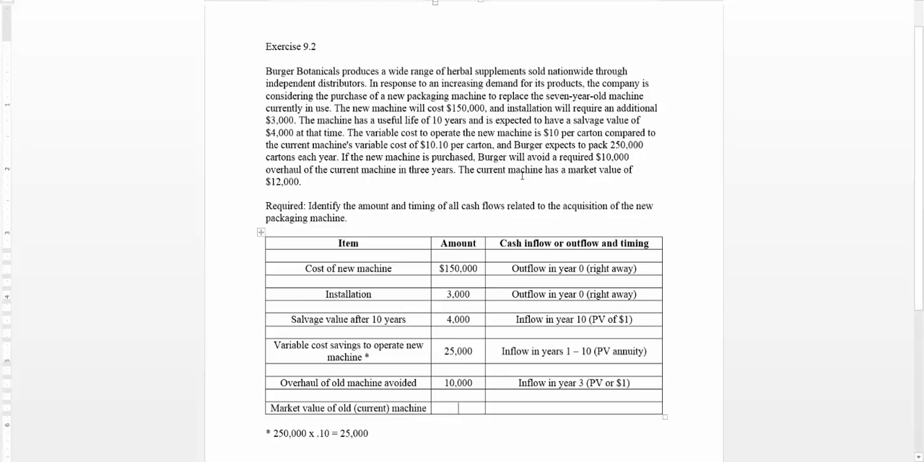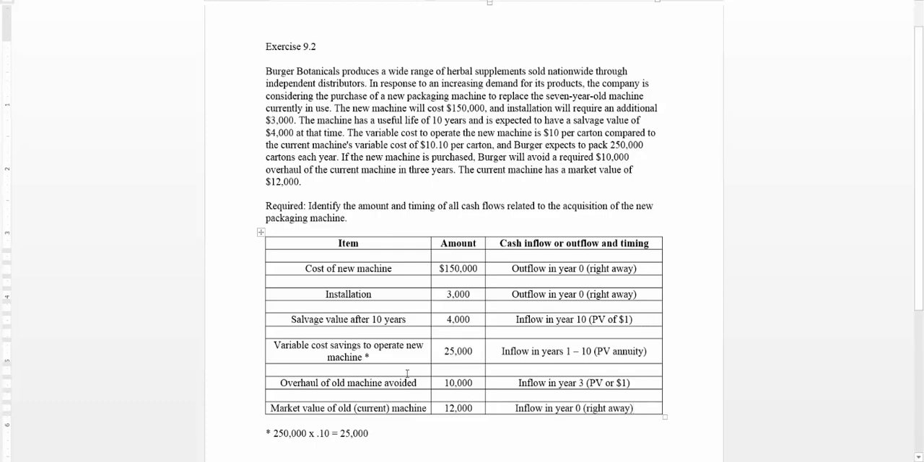All right, finally, the current machine has a market value of $12,000. And if we buy the new machine, then we're going to sell the old machine. So that is also going to be an inflow in year 0, which would happen right away.